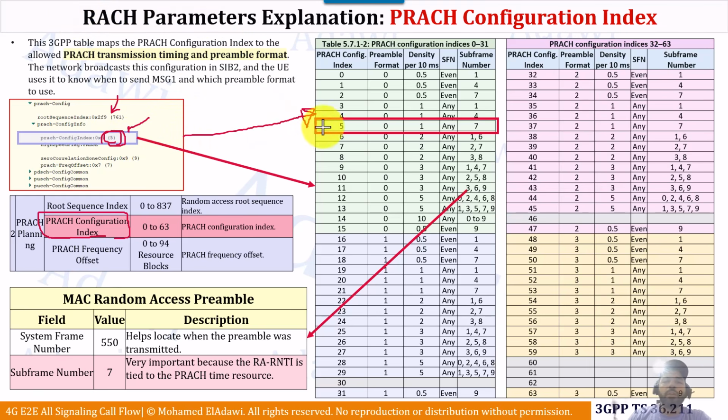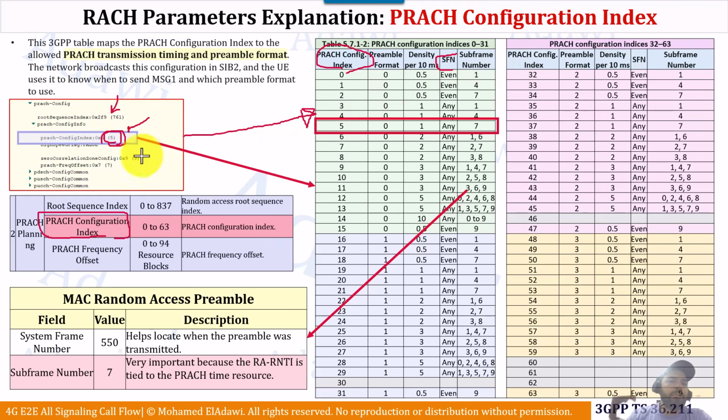He will go and find where this 5 is indicating. For example, this is a complete table, but I split it into 2 parts. So the PRACH configuration indexes start from 0 up to 63. You can see each one has equivalent parameters. For example, this PRACH configuration index can now identify the system frame number, like at what system frame number the user can transmit message 1.